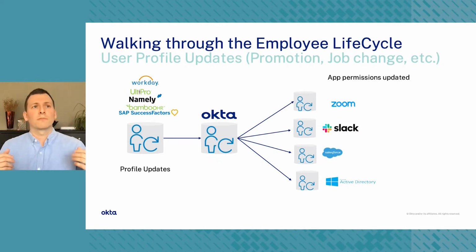As the user maybe has a job change, maybe a promotion, name change, etc., same thing. We can watch for those changes, automatically apply that user and their attribute changes accordingly. Maybe they get new apps, or maybe they have a new file permission. You can do that too, right?